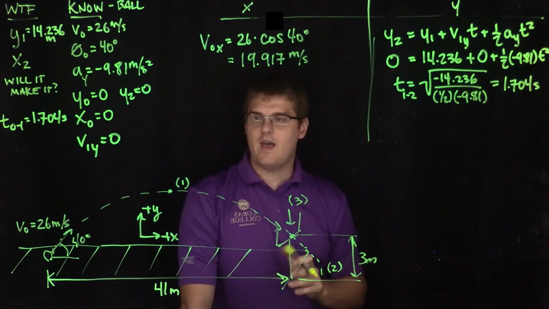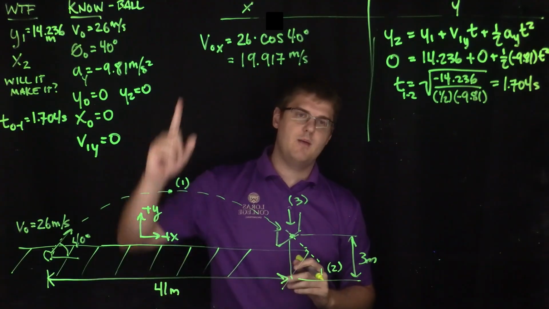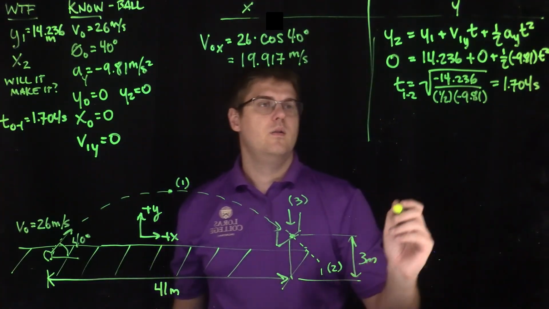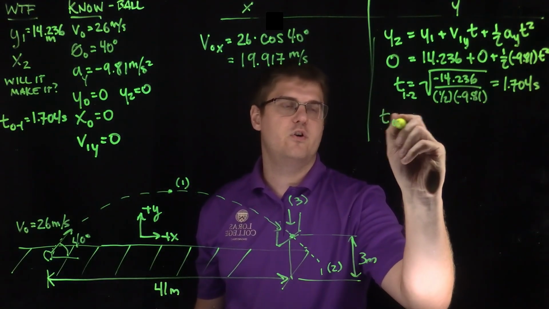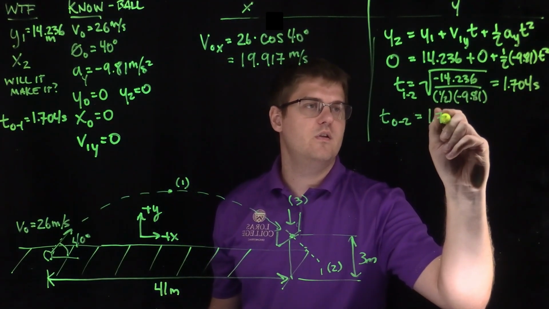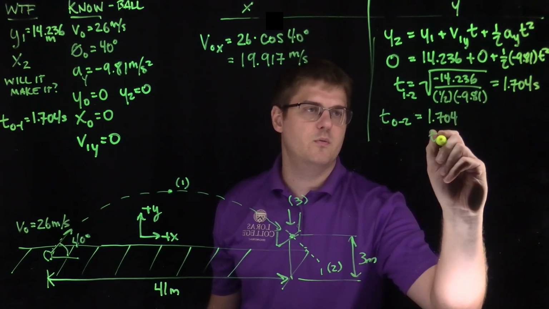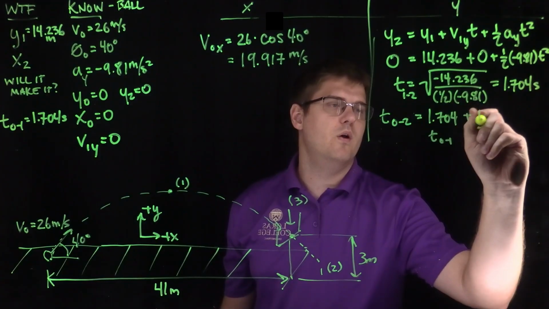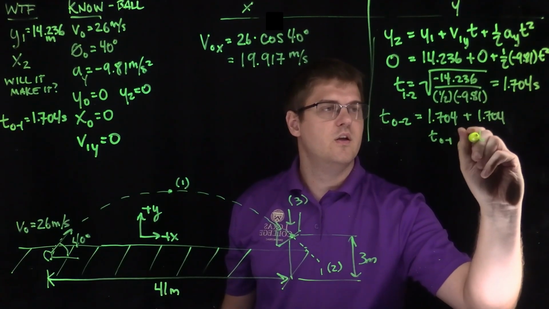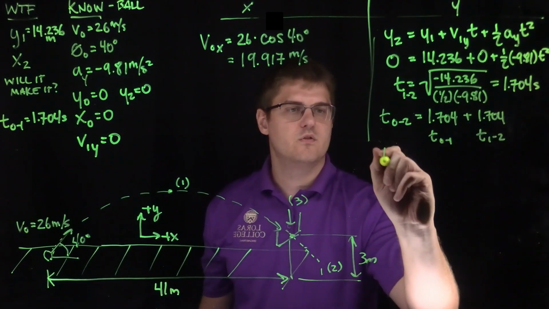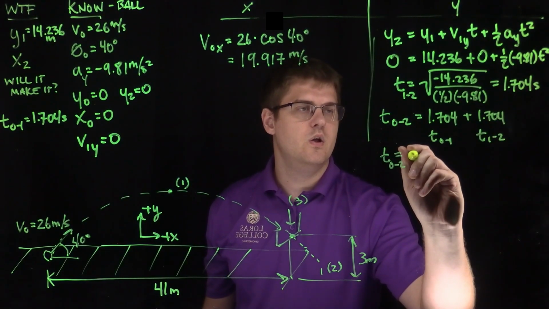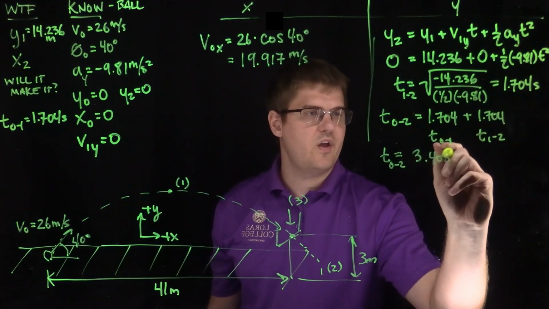When it's just gravity acting on something, you've got a constant acceleration. The time it takes to go up from 0 is the time it's going to take to go back down. So our total time from 0 to 2 is going to be equal to 1.704 seconds, the time from 0 to 1, plus 1.704 seconds, the time from 1 to 2. So time from 0 to 2 is going to be equal to 3.408 seconds.